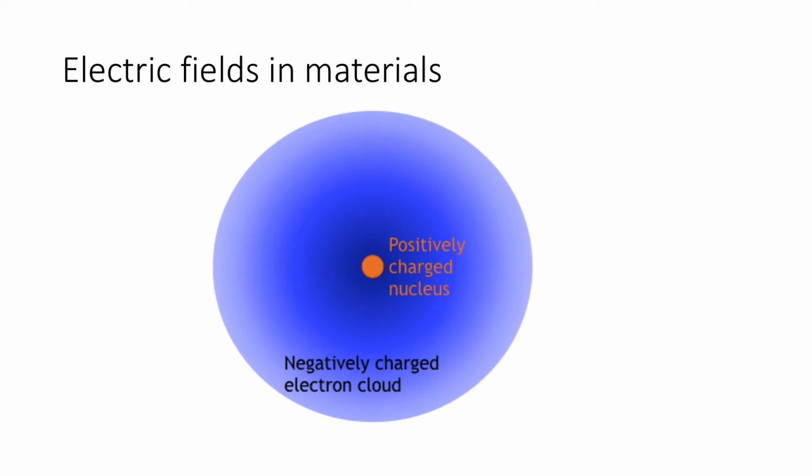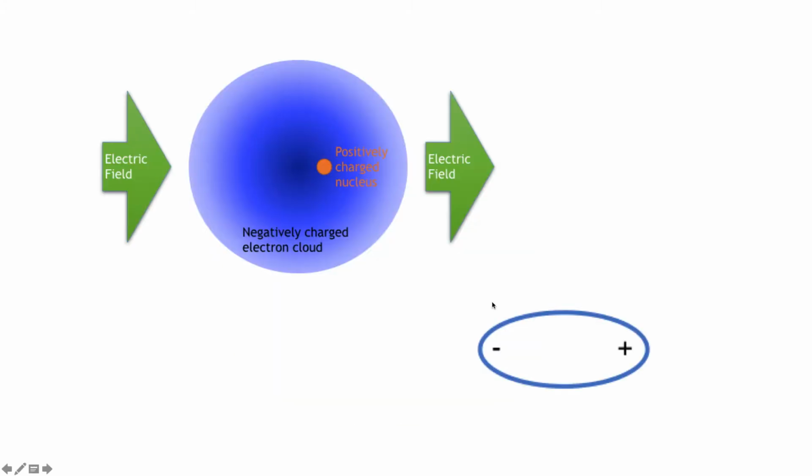Now let's start off by thinking what happens to an atom, a nice symmetrical atom like this one here. Now what you have is a positively charged nucleus, which is actually much smaller to scale than this. It would be smaller than a pixel, and a large fuzzy negatively charged electron cloud. Now let's say we apply a voltage to this.